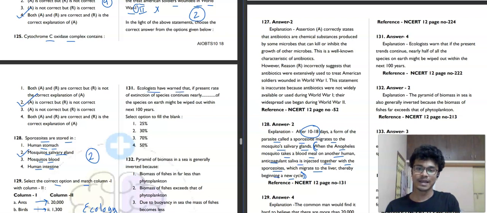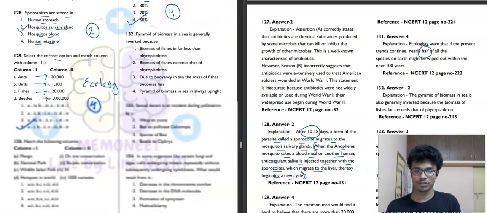Ecologists have warned that if the present rate of extinction of species continues, nearly dash of species on the earth might be wiped out within the next 100 years. Select the option to fill the blank: 25%, 30%, 70% or 50%. The correct answer for this question will be the fourth option, 50%, because in NCERT it is written that ecologists have warned that if the present rate of extinction of species continues, nearly half of the species on earth might be wiped out within the next 100 years.